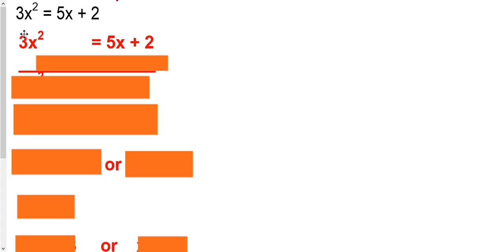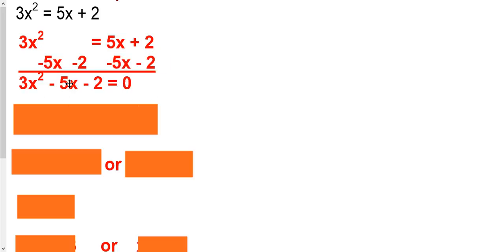So here, we have this equation. We want to first of all get it set equal to 0. Once again, my preference is to take it to the side where the x squared is positive. So I'll subtract the 5x, subtract the 2. Once it's set equal to 0, we can go ahead and factor it.